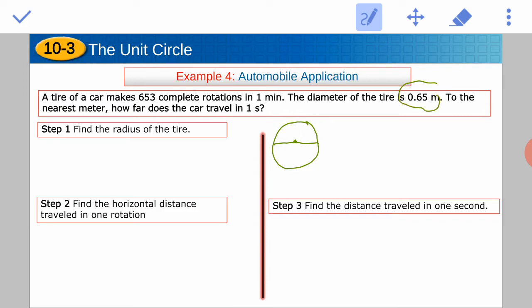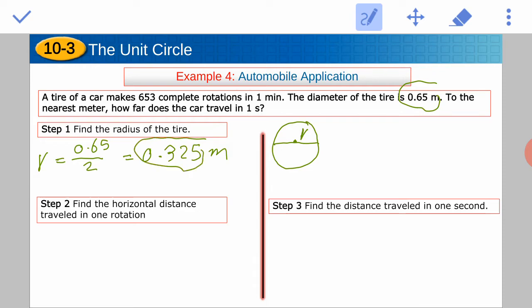But wait a second, guys, we're not using the diameter in any kind of calculation. We're always using the radius r. So it's a good idea to start with finding the radius of the tire. So the radius of the tire is equal to the diameter 0.65 divided by 2. One diameter is equal to 2 radii. So guys, if you divide that by 2, you will get 0.325 meters. This is the radius of the tire.